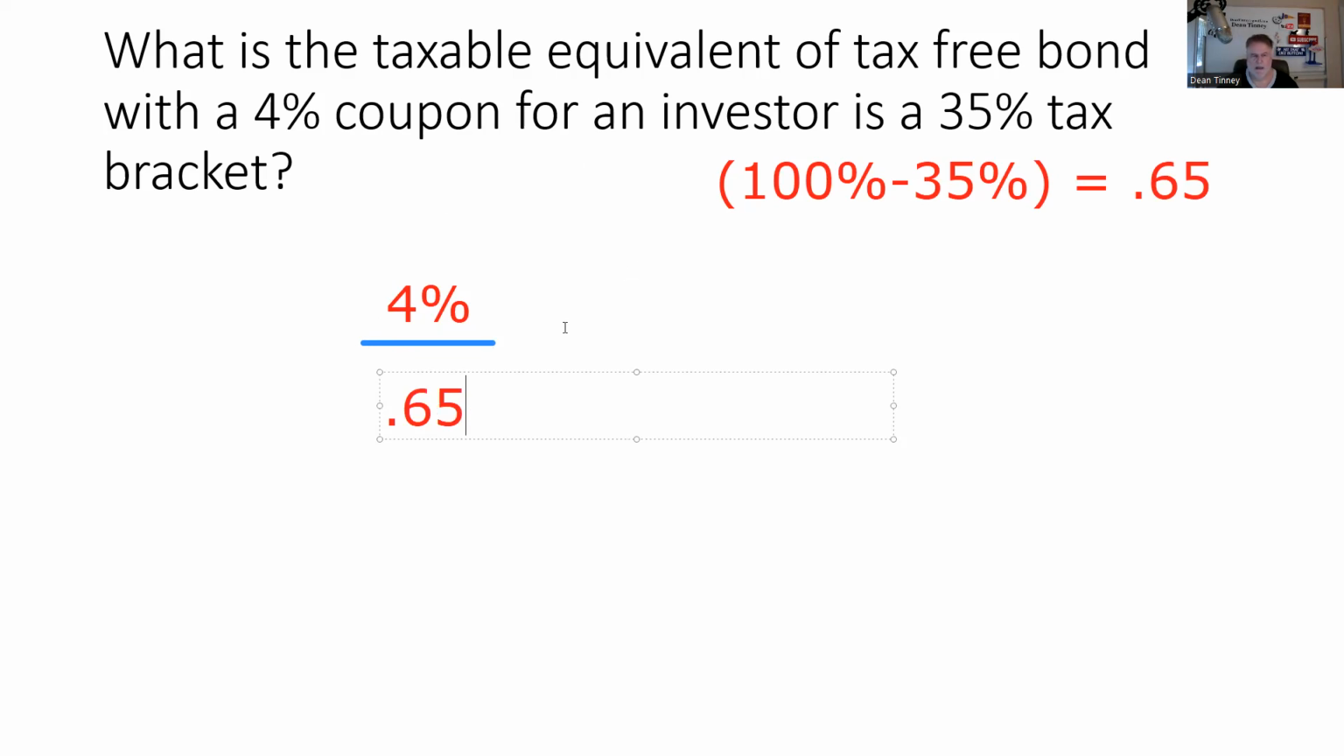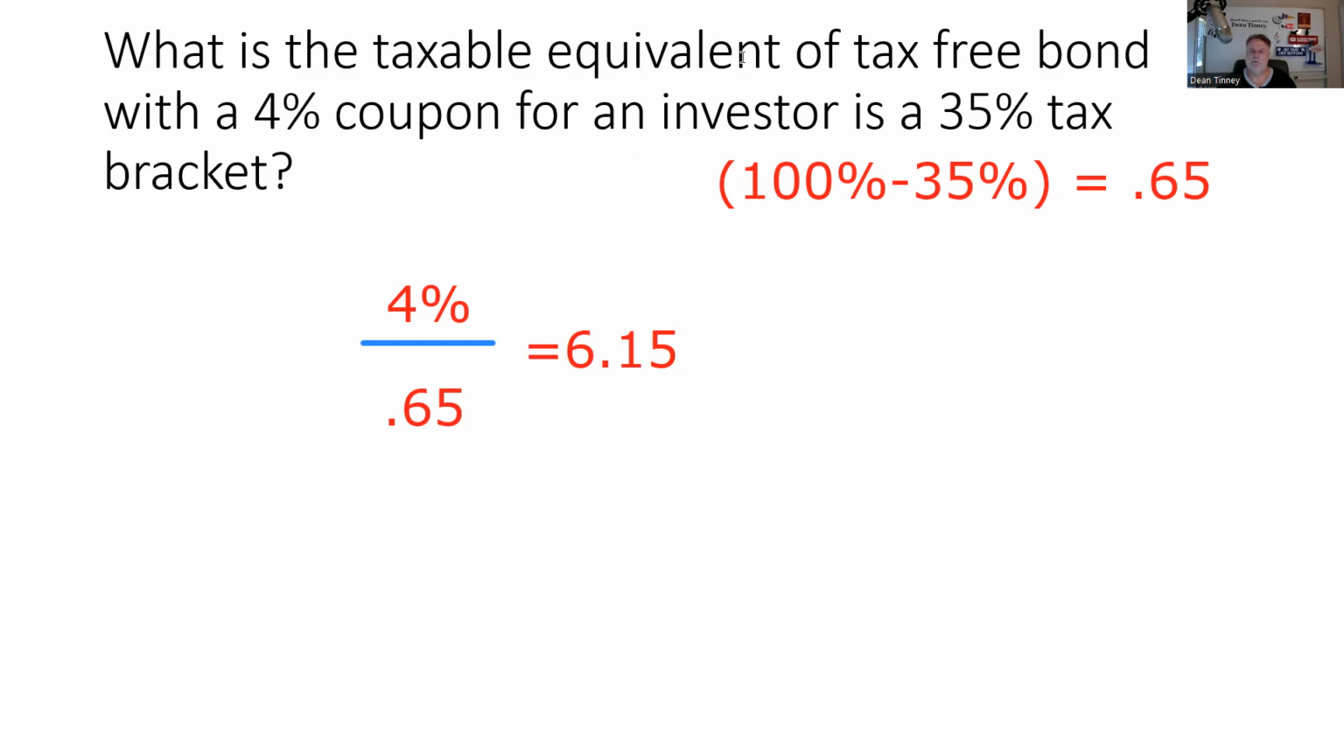And when we do that, what we get, I'll get my calculator here, is 4% divided by 0.65. I say in your tax bracket, getting 4% tax-free is the same thing as getting 6.15 taxable.